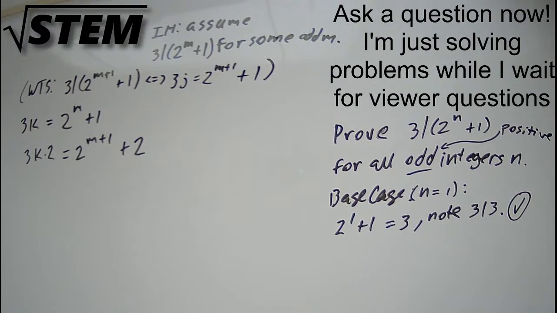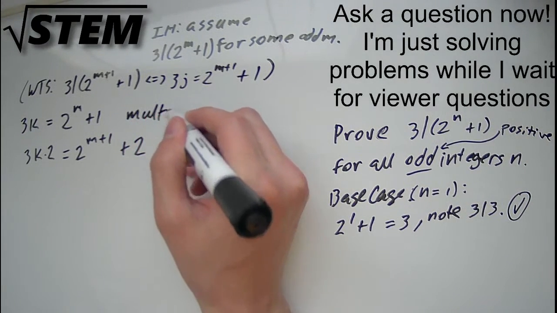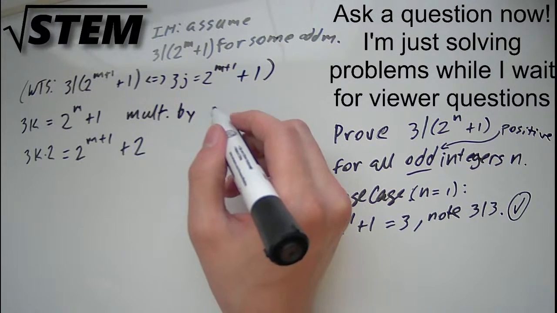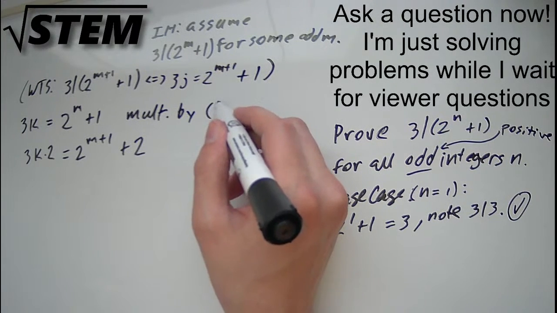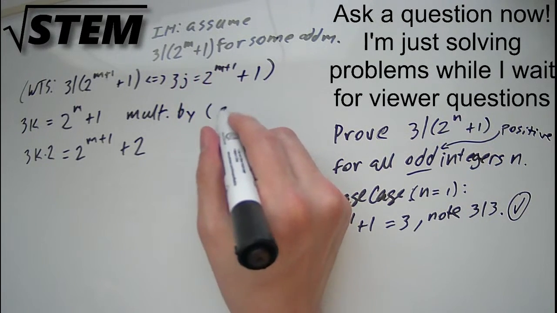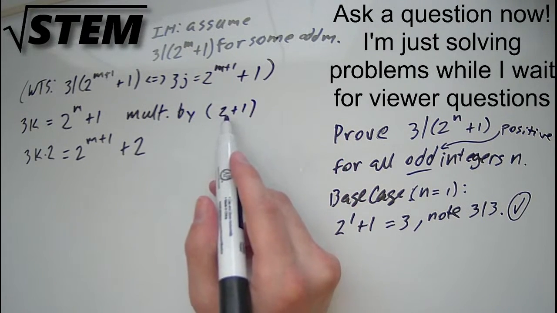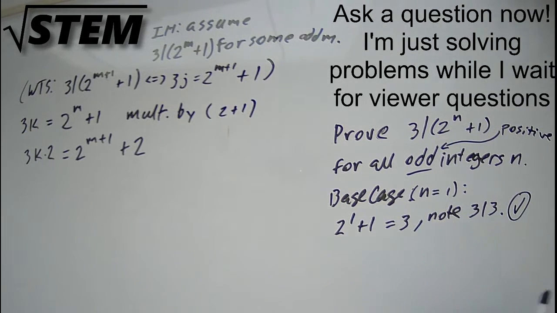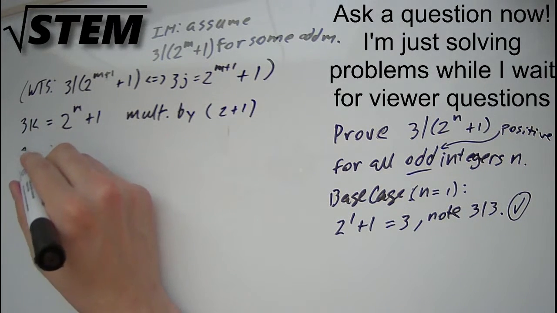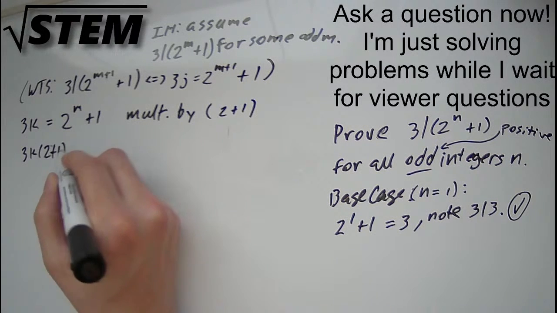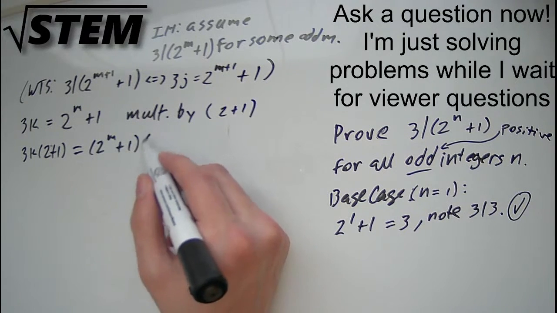Oh. What if we multiply by, I was about to say, what if we multiply by 2 plus 1, but that's just multiplying by 3? It's just weird to write it that way, but that might do something. Let's see. 3 times k times 2 plus 1 equals 2 to the m plus 1 times 2 plus 1.